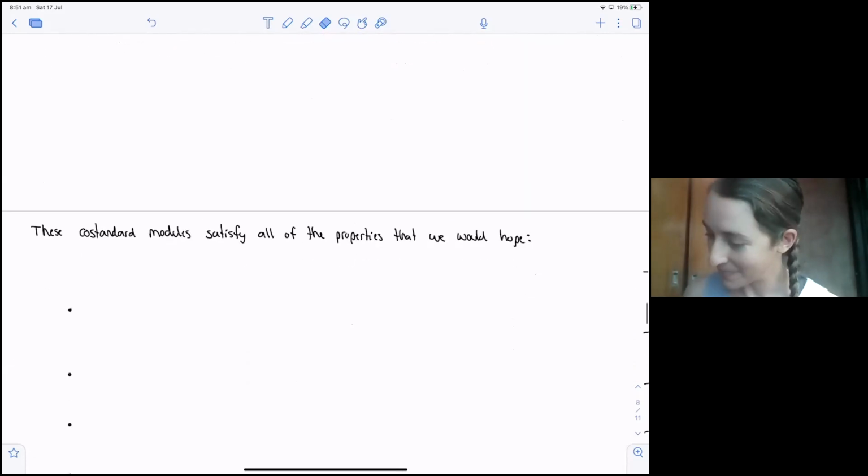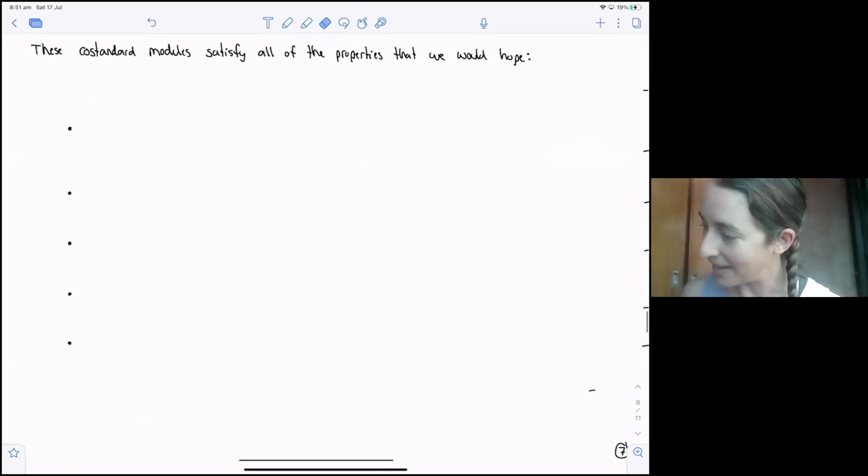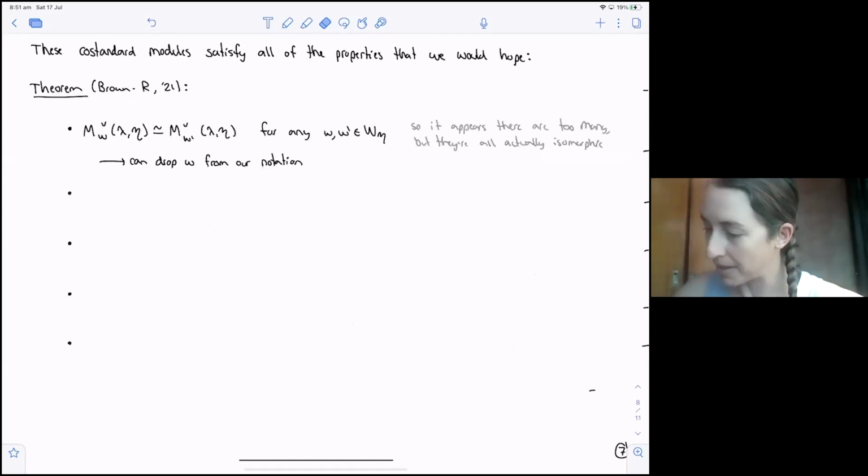Cool. So I think I'm almost done now. But as we'd hoped, the nice thing about this definition of costandard objects is they satisfy all the things that we would want costandard objects to satisfy. So this is kind of the main result of this paper.